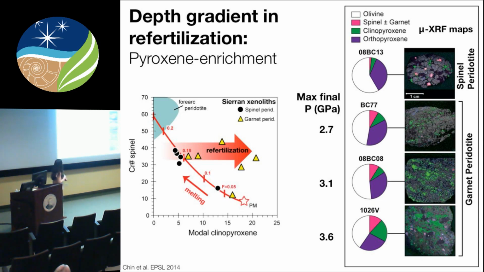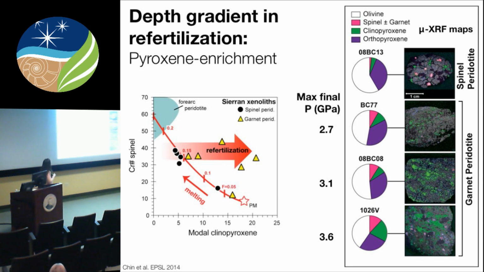And if we plot our spinel peridotites, so these are the shallow, coarse grained samples that are olivine rich, the black symbols here, if we plot those on this diagram, we see for the most part, those spinel peridotites fall pretty nicely on this melt depletion trend, and that matches well with their observed modal mineralogy.